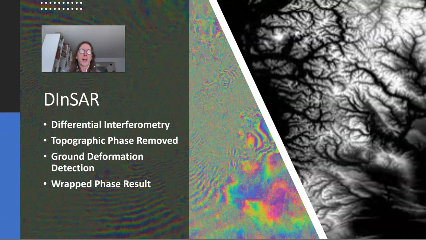The first processed examples I'll cover that demonstrate the capabilities of the functioning system involve differential interferometry, or DINSAR, a technique wherein the topographic contribution to the recorded interferometric phase shift between repeat SAR images is removed. This allows for the identification of ground movement.